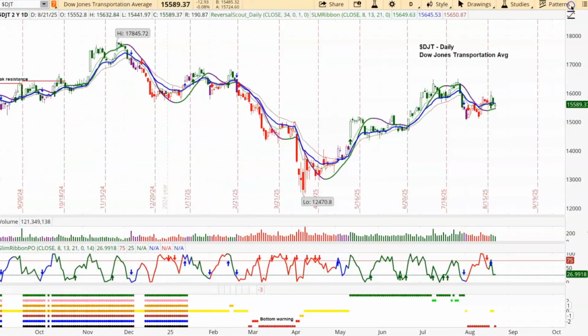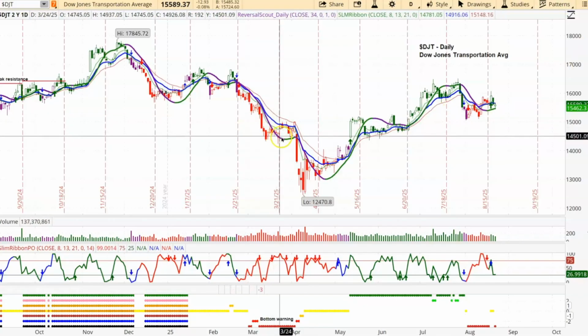So now let's switch over to the daily chart. Now on the daily chart we have the reversal scout.